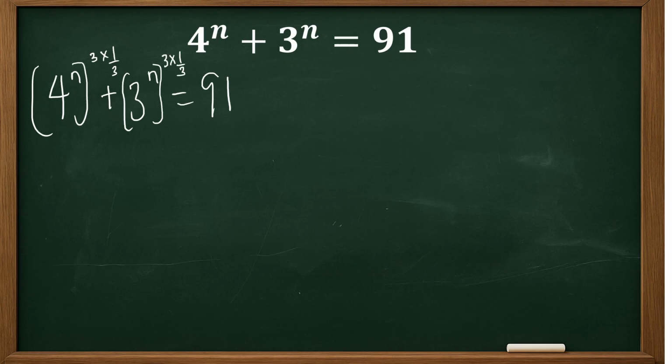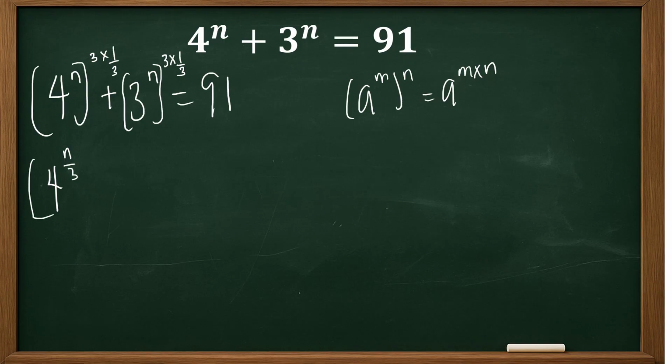So now, recall this rule of indices, that a to the power of m to n is the same thing as a to the power of m times n. So I'm going to move the 1 over 3 in. So here I'm going to have 4 to the power of n over 3, that is n multiplying the 1 over 3, and we still have the power of 3 outside, plus 3 to the power of n over 3, and we have the power of 3 outside, which is going to be 91.